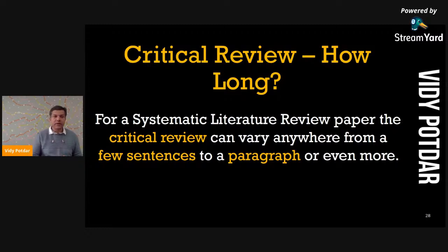Many times it is not a critical review as such, but more of a summary of their contribution or the purpose of that research. That is what you would see in the paper.